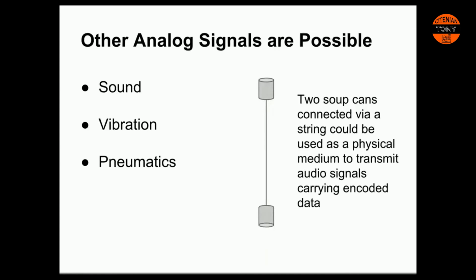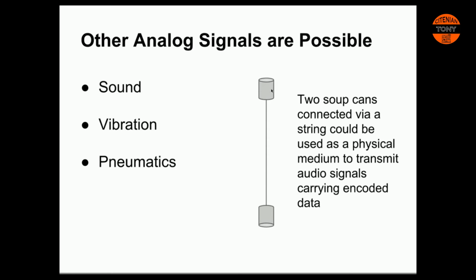It is possible to use other types of analog signals, however. We could use sound, we could use vibration, we could use pneumatics. Here I have an example of 2 soup cans being connected by adhesive string. We could technically send audio signals down the string as vibrations, and we could transmit data that way.